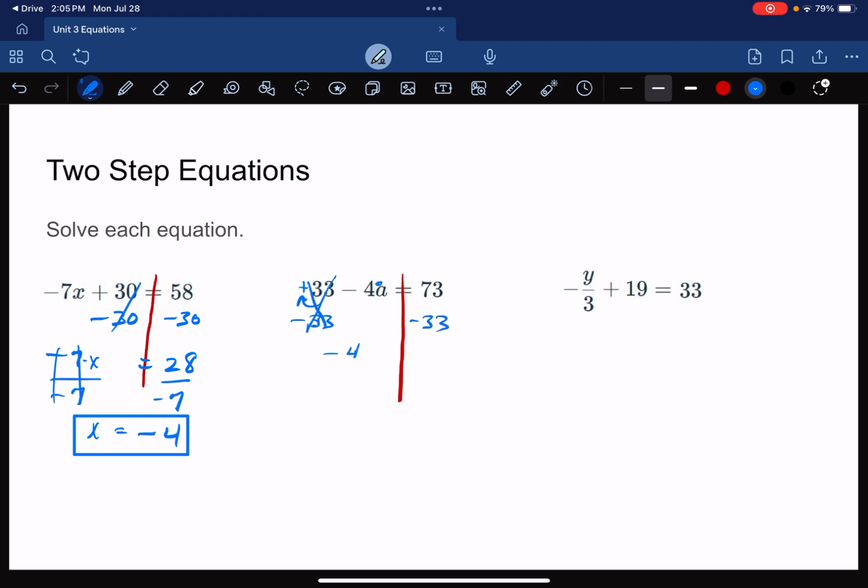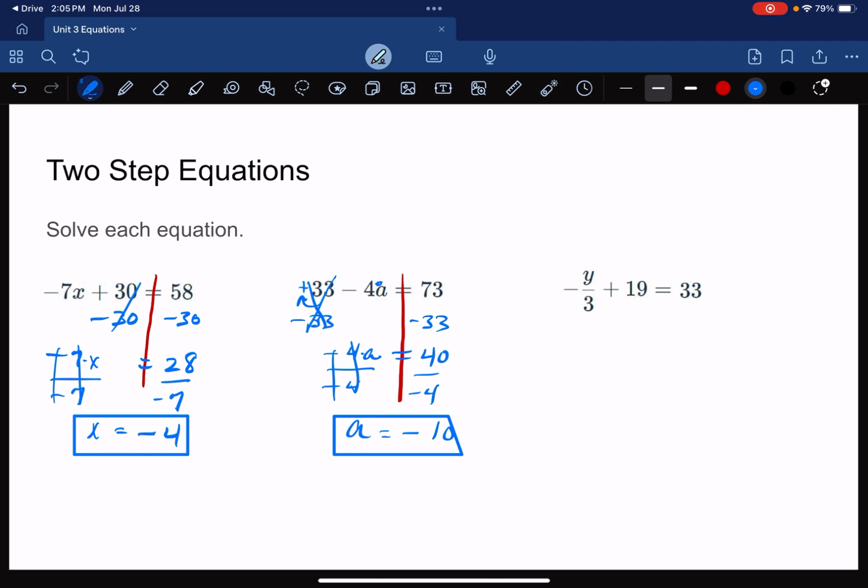Then my -4a is still there. That negative belongs to the 4, so it's no longer a minus sign now. It's a negative. 73 good, 33 bad. That's going to be 40 good guys. Now this is multiplication, like I said before. It's -4 times a, so I'm going to divide by -4. And those cancel, leave me with a. And positive divided by negative is negative. 40 divided by 4 is 10, so a is -10.